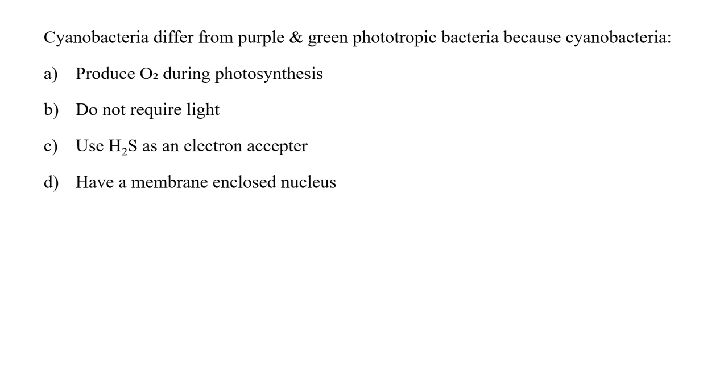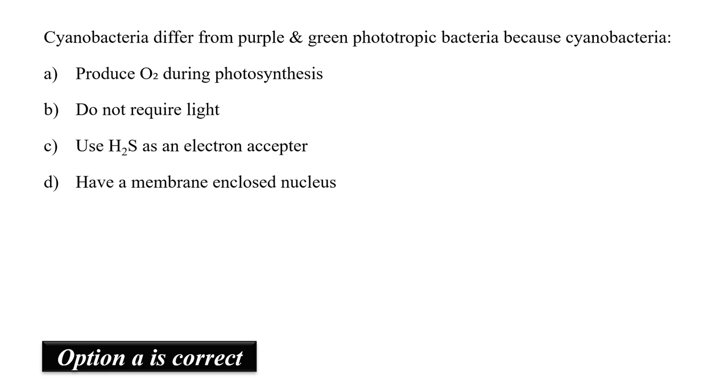Cyanobacteria differ from purple and green phototropic bacteria because cyanobacteria produce oxygen during photosynthesis, do not require light, use hydrogen sulfide as an electron acceptor, or have a membrane enclosed nucleus. Cyanobacteria are generally autotrophic and carry out photosynthesis, while sulfur bacteria have bacteriochlorophyll pigment and carry out photosynthesis without evolving oxygen. Hence, option A is the correct answer.